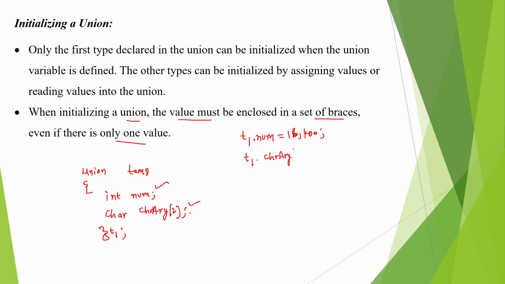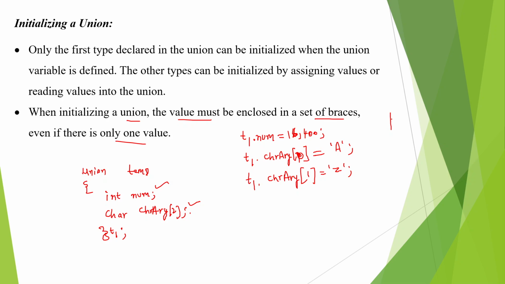Then T1 dot character array of 0, the first byte I am affecting, equals capital A. Then T1 dot character array of 1, the second byte I am affecting, equals Z. So now what will happen? Indirectly I have changed it. How many bytes will it allocate? If it is a 16-bit compiler, it will allocate only 2 bytes.